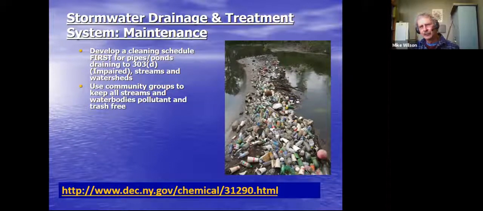In terms of your stormwater drainage and treatment systems maintenance, you want to develop a cleaning schedule. And first you want to include the pipes and ponds that drain into 303 impaired water bodies, and then other streams and watersheds. You can use community groups to keep all streams and water bodies pollutant and trash free. There are community environmental groups that would love to assist you in these efforts.